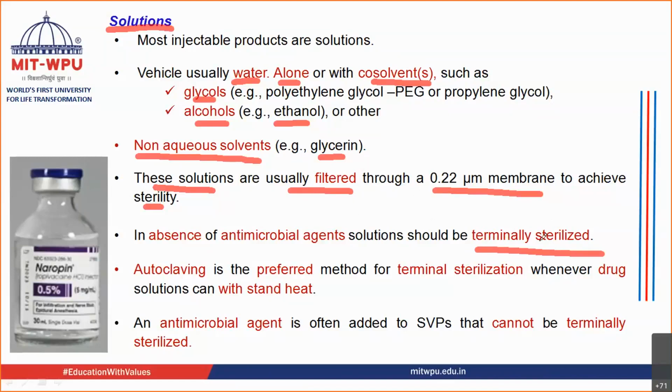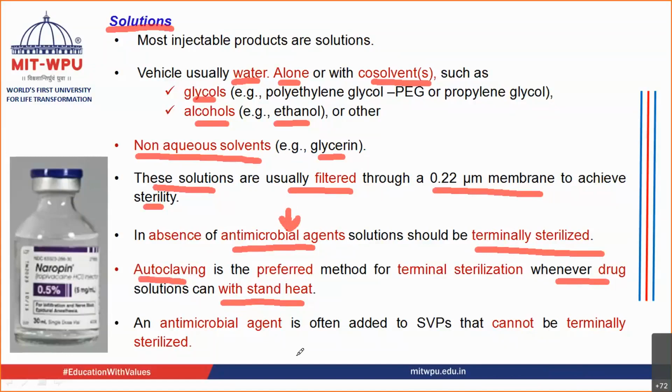But this terminal sterilization can be carried out only if your drug can withstand heat. If your drug cannot withstand heat, then what you can use is antimicrobial agents. When you are doing terminal sterilization, there is no need for antimicrobial agents to be added. But if you're not doing terminal sterilization, because your drug is heat labile, in such cases you are going to use antimicrobial agents. Whenever you are doing terminal sterilization, the usual preferred method is autoclaving.